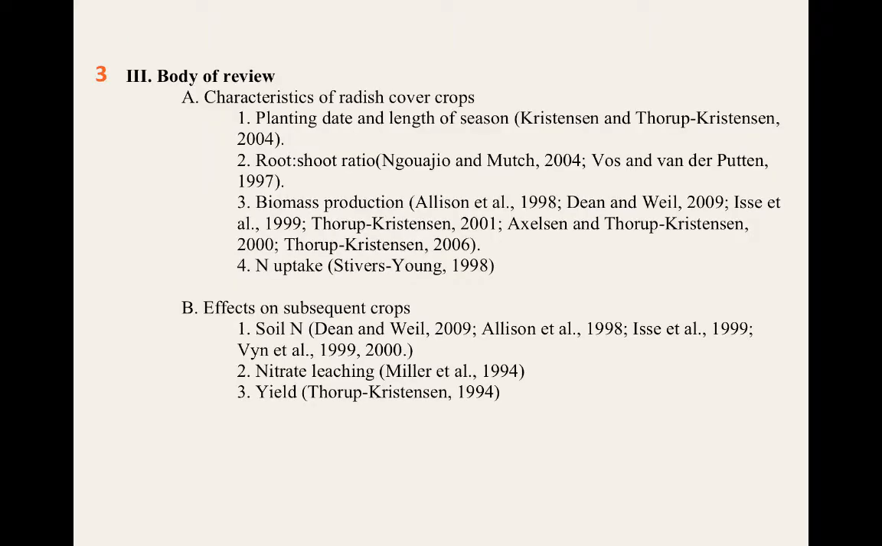The third part, the meat of this, is the body of the review, and this is where we want to see most of your references. So you can see that they have 2 major subheadings: characteristics of radish cover crops and effects on subsequent crops. Then they have 4 major bullet points underneath each of those with, again, all of the literature cited that they will use for those parts of their literature review.